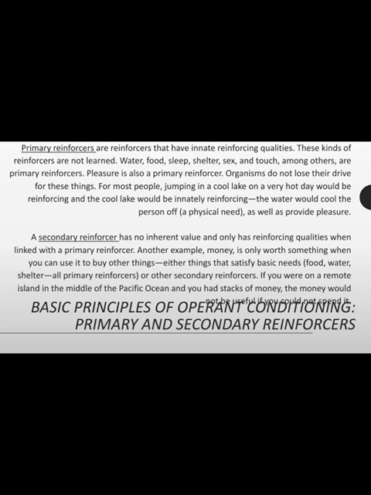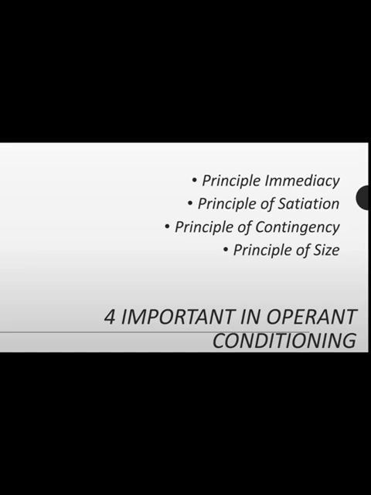A secondary reinforcer has no inherent value and only has reinforcing qualities when linked with a primary reinforcer. Another example, money is only worth something when you can use it to buy other things, either things that satisfy basic needs, food, water, shelter, all primary reinforcers, or other secondary reinforcers. If you were on a remote island in the middle of the Pacific Ocean and you had a stock of money, the money would not be useful if you could not spend it. Those are the basic principles of operant conditioning, primary and secondary reinforcers.